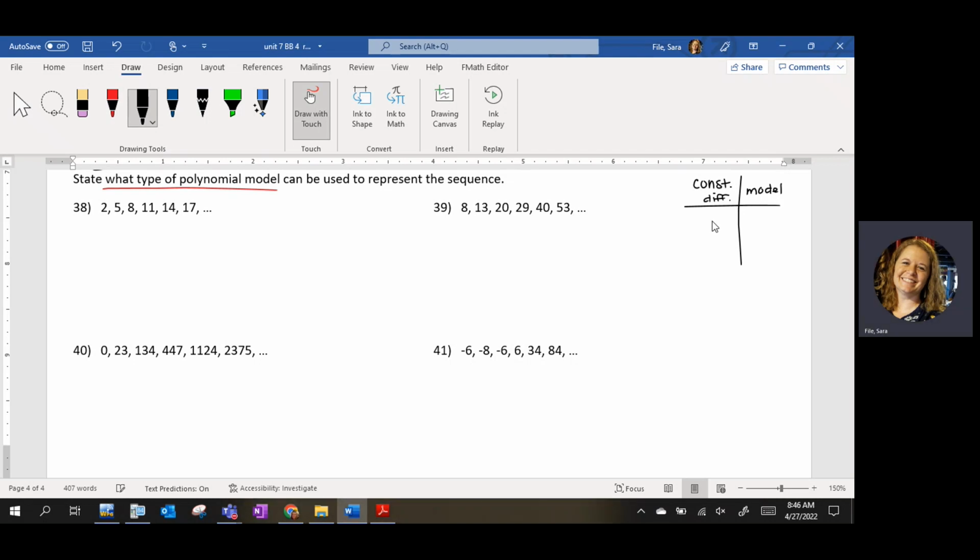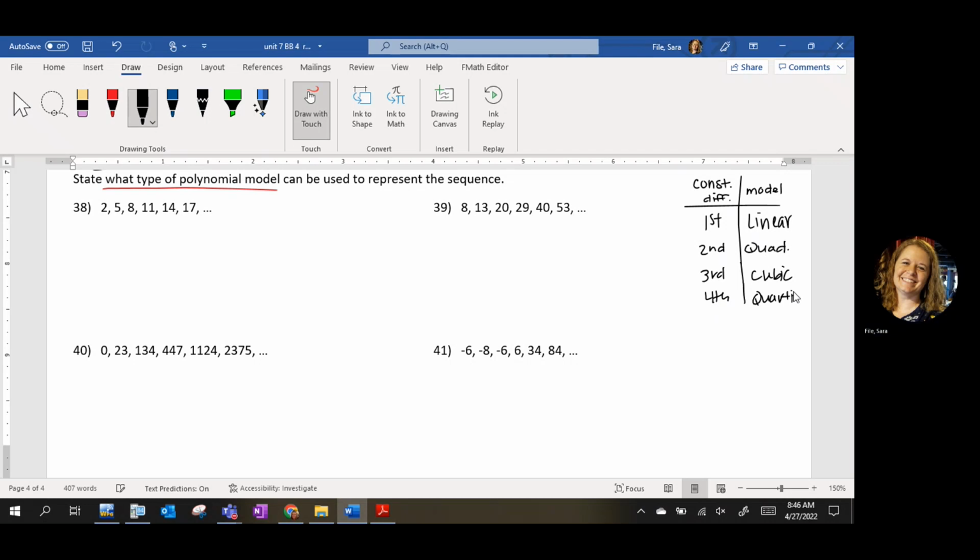If it is the first difference that is constant, that means it's a linear model, which is an arithmetic sequence. If it's the second difference that was the same, it means it's a quadratic model, because it's the second power. If it's the third difference that's the same, it will be a cubic. If it's the fourth, it will be quartic, etc. And then it doesn't have to be a polynomial. It may not be a polynomial model.